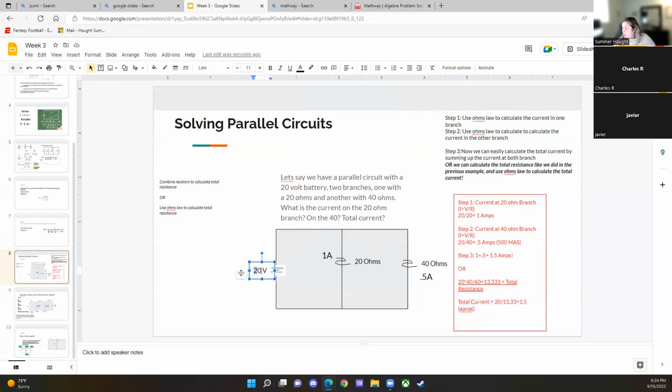values, right? We have total voltage, total resistance. So we can find total current by doing 20 divided by 13.3, which is the answer we just found, to get 1.5 as the total current.